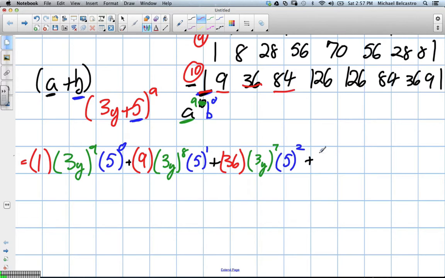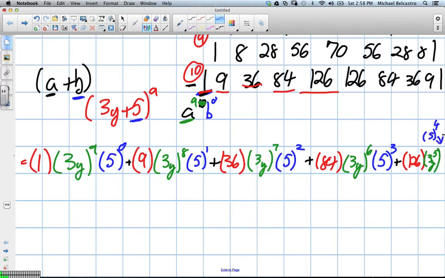Okay. Tell me what the next addition part will be. 84. Yep. So we'll have to multiply by 84. That'll be our coefficient. Times 3y to the power of 6. And 5 to the power of 3. That's right. Okay. Let's try to get to at least half. We'll fit one more in here. What are we multiplying by? 126. Yeah. 126 times 3y to the power of 5, and then 5 to the power of 4.